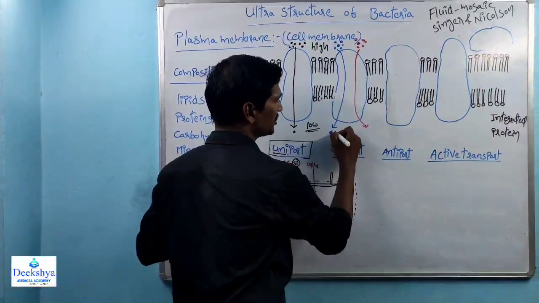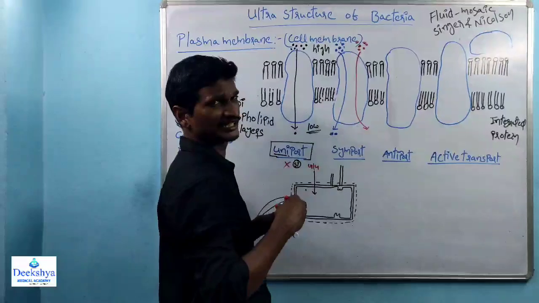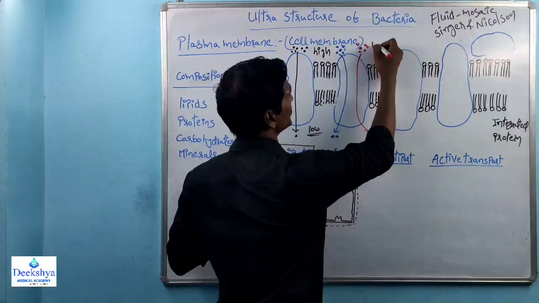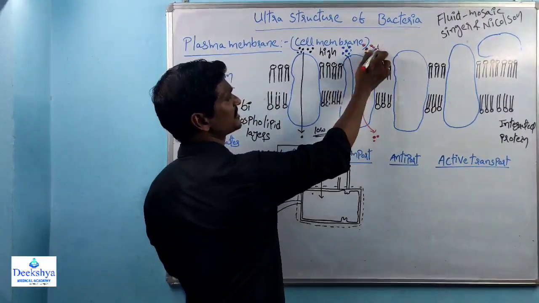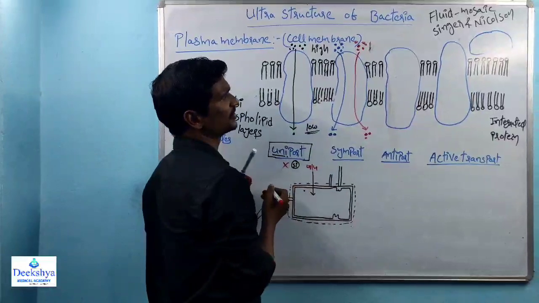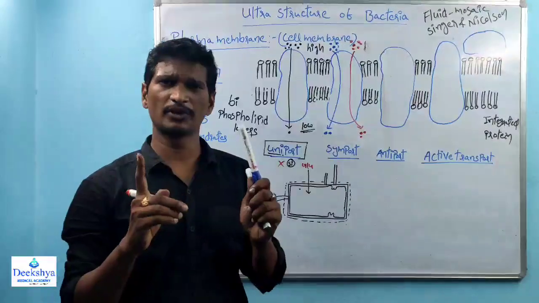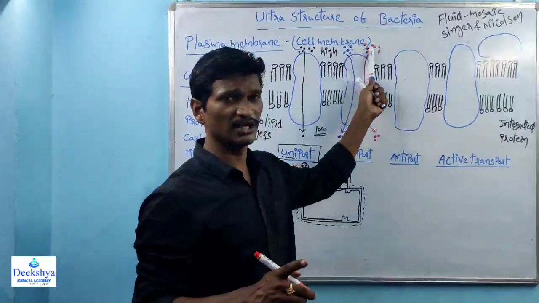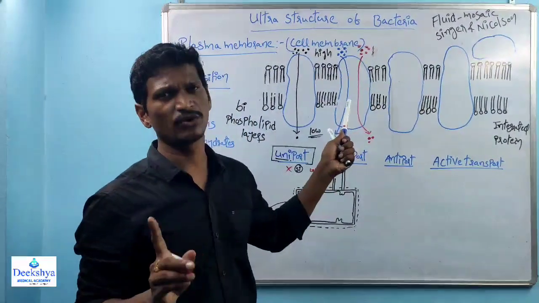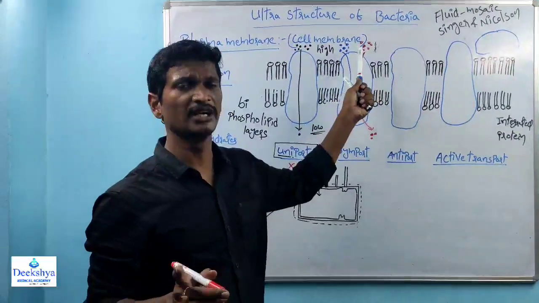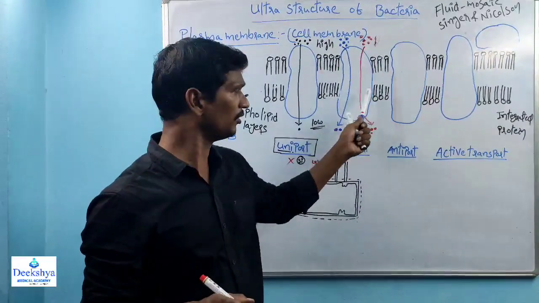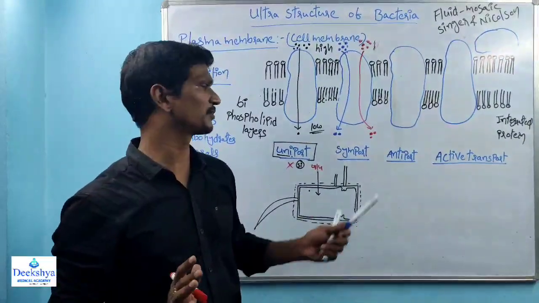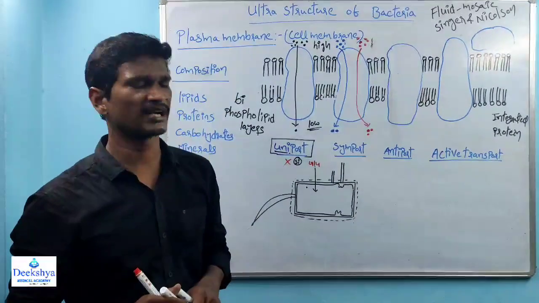So here also, transport is from high concentration region to low concentration region. This is the high concentration region and this is the low concentration region. Two different molecules are transported by a single protein, but both are transported in the same direction, a single direction. This kind of transport is called the symport mechanism.